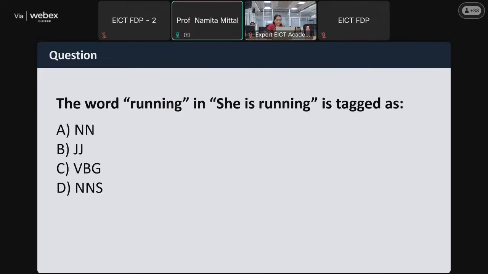Grammar categories. A word running in she's running is tagged as VBG, verb gerund. It is a verb, but whenever we add ing, it becomes the gerund. Sometimes we also say gerund.